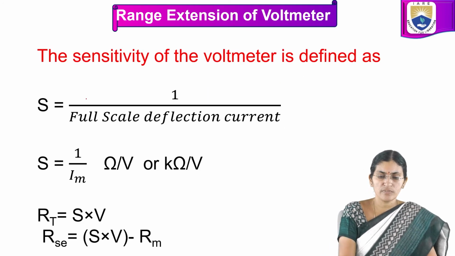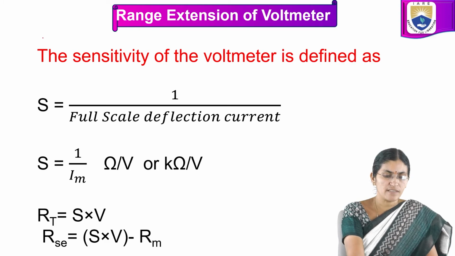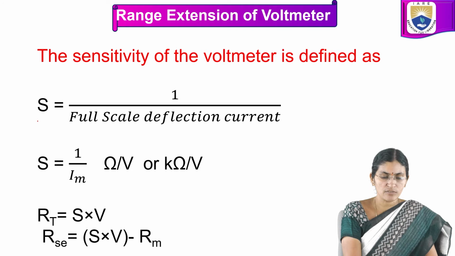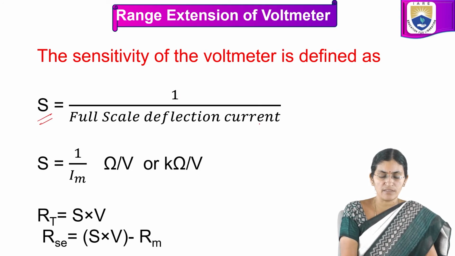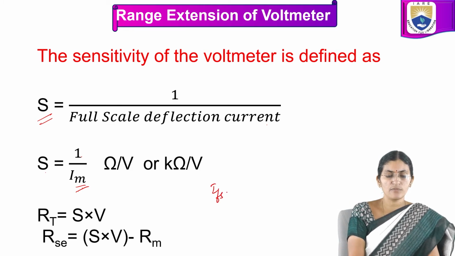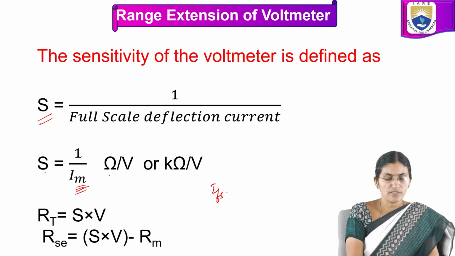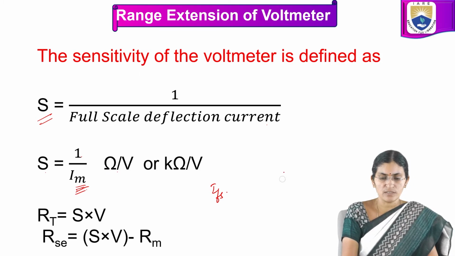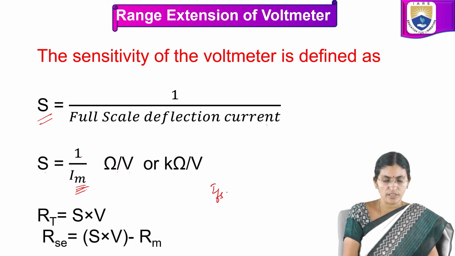We can also use this formula, voltmeter sensitivity. We can define the sensitivity of the voltmeter as S. It is defined as S is equal to 1 by full scale deflection current. So S is equal to 1 by Im, or Im we can also write as IFS, the full scale deflection current. The unit for this is ohms per volt. We can also define voltmeter sensitivity as the total resistance divided by the voltage.